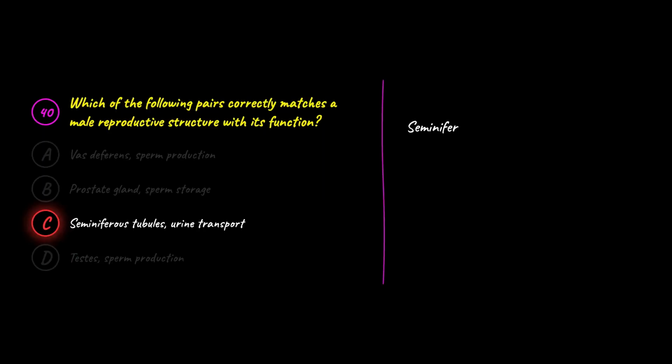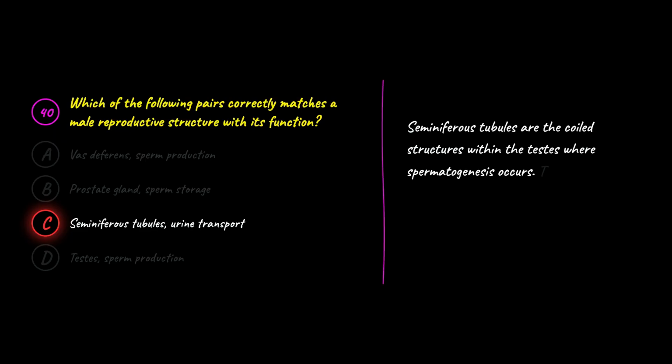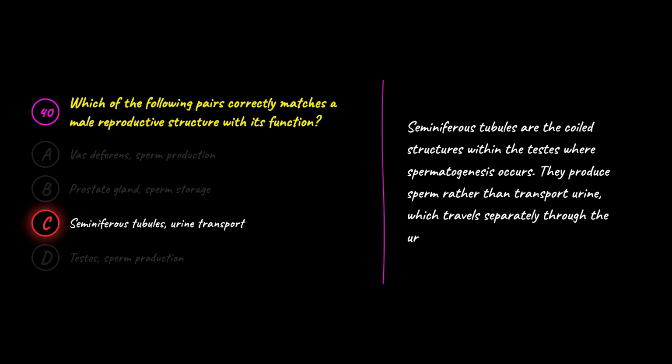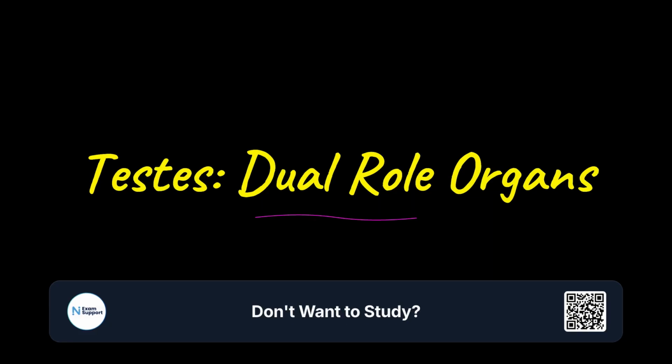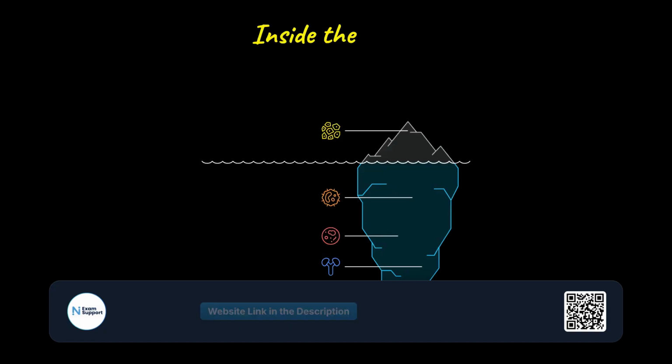C is wrong because seminiferous tubules are the coiled structures within the testes where spermatogenesis occurs. They produce sperm rather than transport urine, which travels separately through the urethra during the act of urination. The testes are the central organs of male reproduction, and understanding their two core functions, sperm production and testosterone synthesis, is the key to answering anatomy questions correctly.